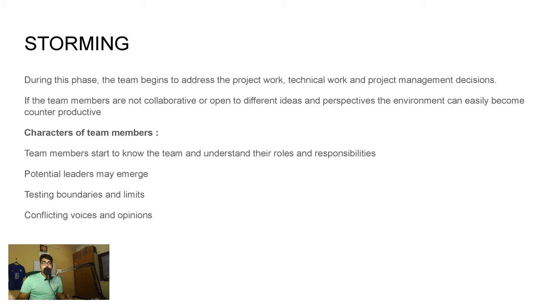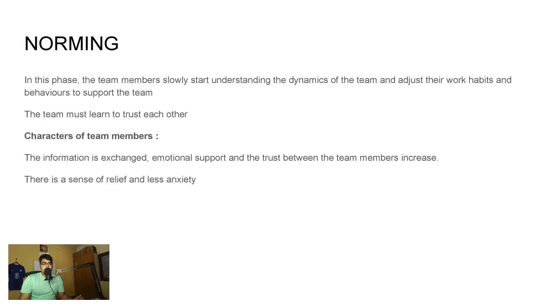The team members start to know the team and understand their roles and responsibilities better in this storming stage. The next one is norming.